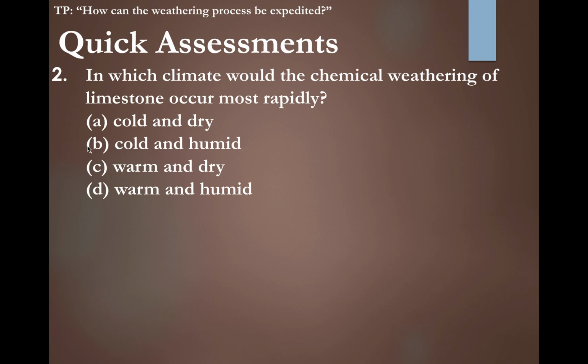Number 2, in which climate would the chemical weathering of limestone occur most rapidly? We'll pause it here, gather your answer, and once you have an answer, hit the play button to listen for the answer. Okay, so weathering needs humidity, right? So we can eliminate A and C. They both are dry conditions. For chemical weathering to occur most rapidly, we're looking at warm conditions. Warm conditions can hold more moisture, and that's good for chemical weathering to occur, especially limestone.